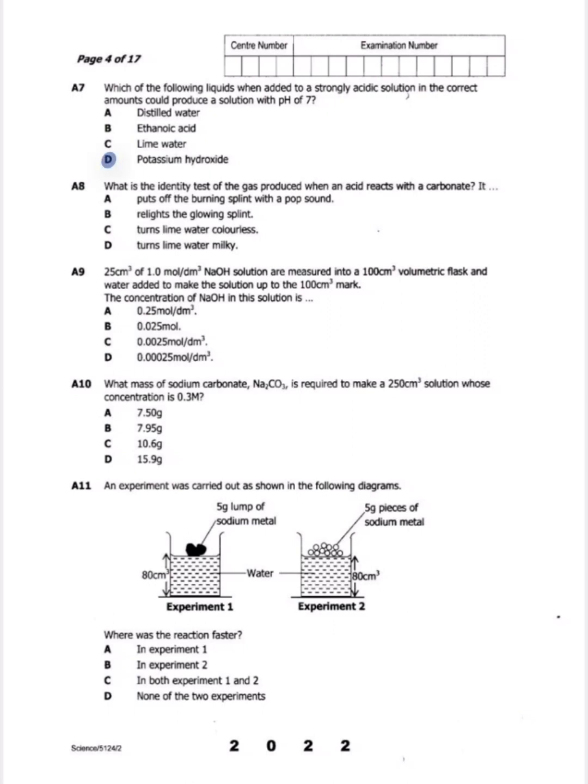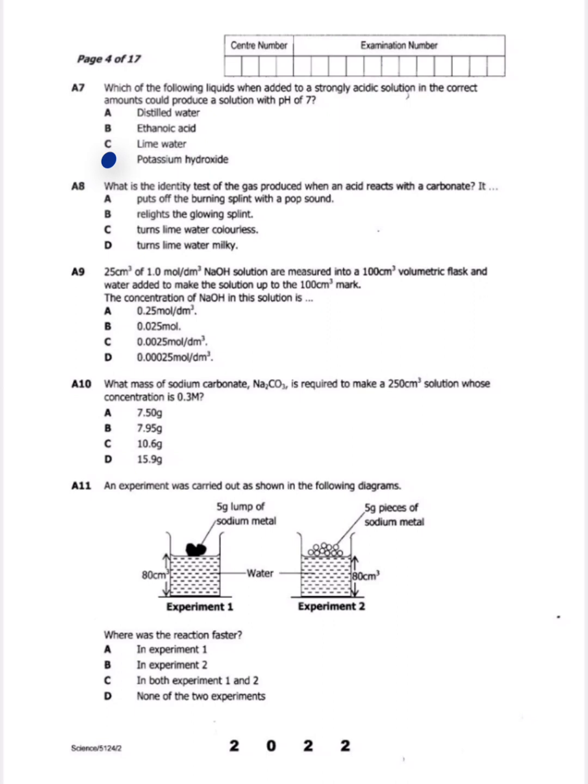Then A9, let me say A8. What is the identity test of the gas produced when an acid reacts with a carbonate? When an acid reacts with a carbonate, a salt, water and carbon dioxide are produced. Now to test the presence of carbon dioxide, since we know that carbon dioxide is a gas, we are going to introduce the lime water. What usually happens here is that lime water turns milky, or cloudy.